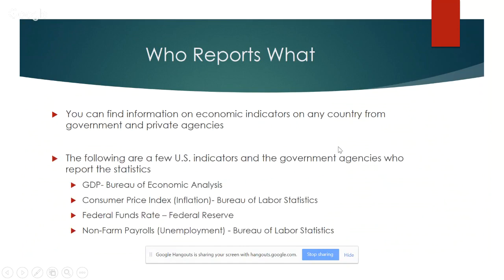So the following are a few government economic indicators. We talked about GDP before. That's the Bureau of Economic Analysis, or BEA. The CPI, which is inflation, we talked about that. That's BLS, right? The federal funds rate, that is the most basic interest rate that is in the country.